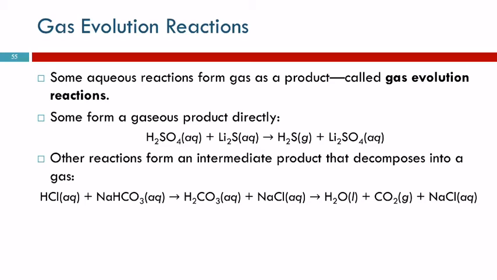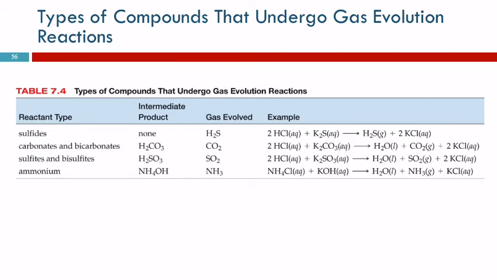Other reactions give us an intermediate product that isn't stable and decomposes. So if we mix hydrochloric acid with sodium hydrogen carbonate, it's baking soda, and we swap partners there, we end up with carbonic acid and salt. Well, carbonic acid is not stable in water. It decomposes. It decomposes into a water molecule and a CO2 molecule. Carbonic acid is what they use to carbonate soda. The bubbles are the carbon dioxide coming out of solution. So these are called gas evolution reactions because a gas is evolved during the reaction.